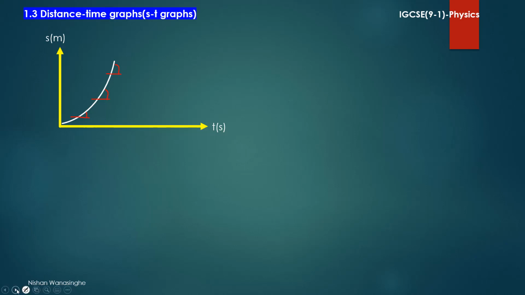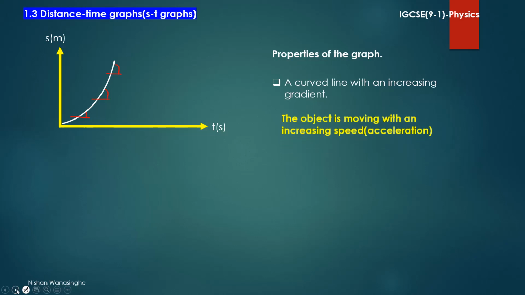And you learned in previous parts that the gradient represents the speed of the object. So according to that, the gradient increasing means the speed of the object is increasing. The object is moving with an increasing speed. We call that acceleration. So this is the way to show acceleration using an ST graph. Now we'll move to the next one.